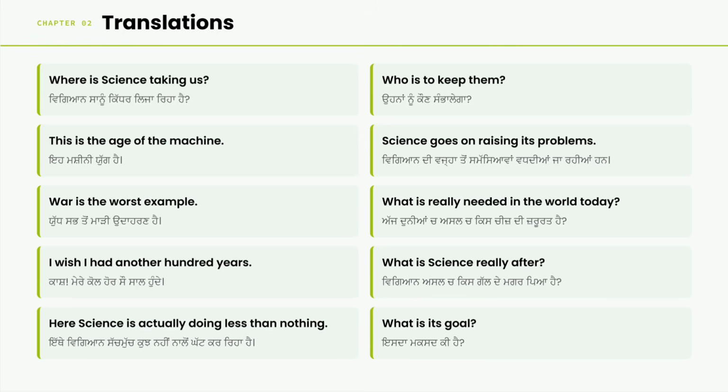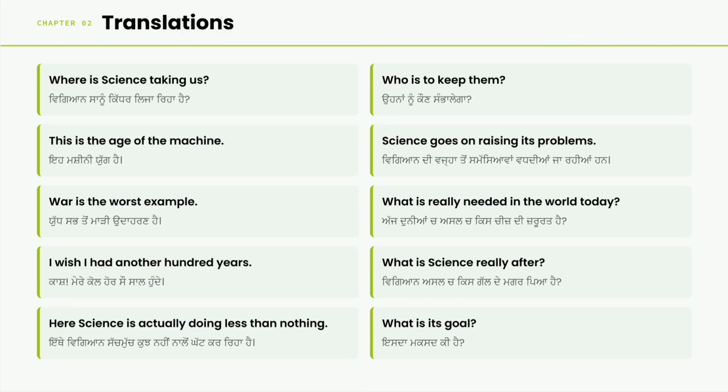Sentence 4. I wish I had another 100 years. Translation. काश मेरे को होर 100 साल होंदे. Sentence 5. Here science is actually doing less than nothing. Translation. इत्थे विज्ञान सचमुच कुछ नहीं नालों घट कर रहा है. Sentence 6. Who is to keep them? Translation. उन्हां नूं कौन संभालेगा?